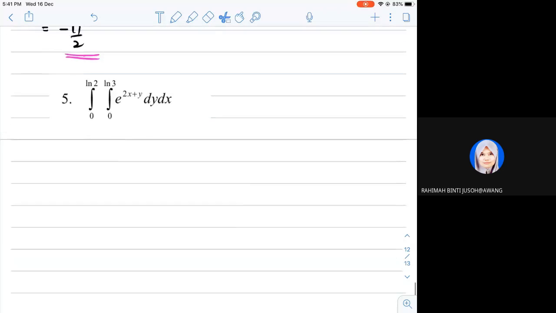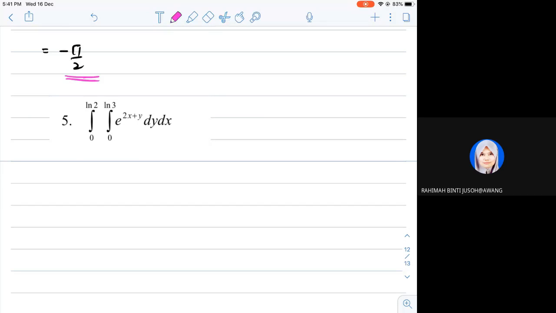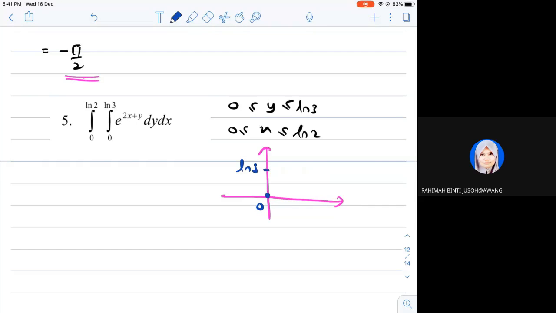Question number 5. So now let us proceed. Again, guys, ln 3 and ln 2 is just a constant. So you have y from 0 until ln 3, and then x from 0 until ln 2. So if you sketch the region R, ln 3 is just a number, ln 2 kat sini. So you akan dapat rectangular region lah. This is your region R.